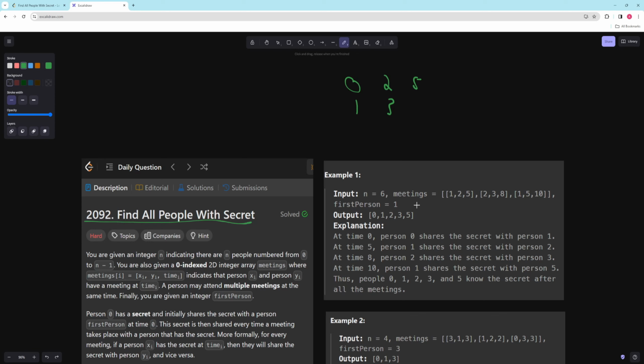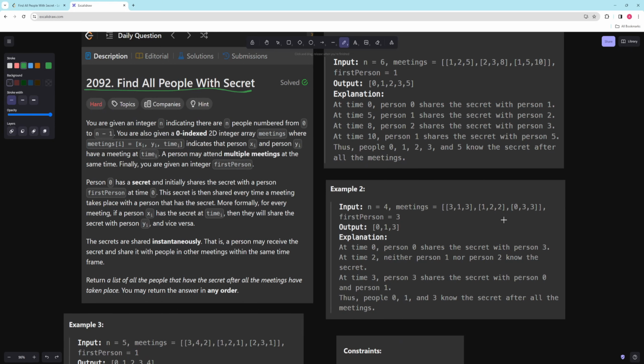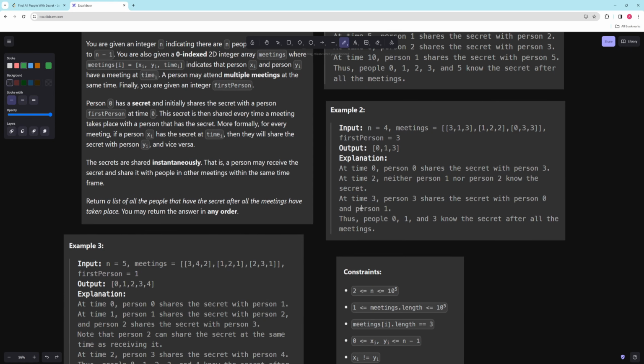So if the meetings all occur at different times, it's really easy. You just check, does one of the 2 people know the secret? And if they do, then the second person does as well. Now, the tricky cases are going to happen when meetings occur at the same time. So I think there's a couple examples here.